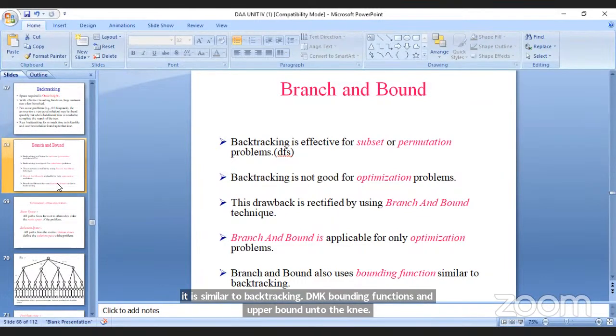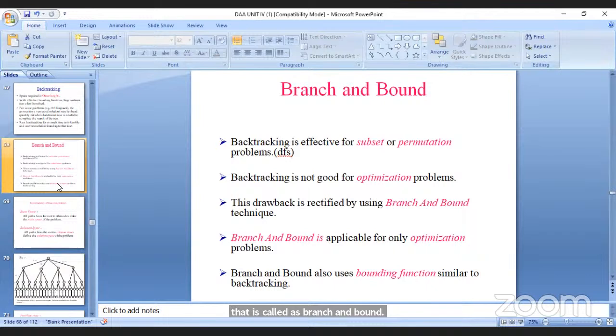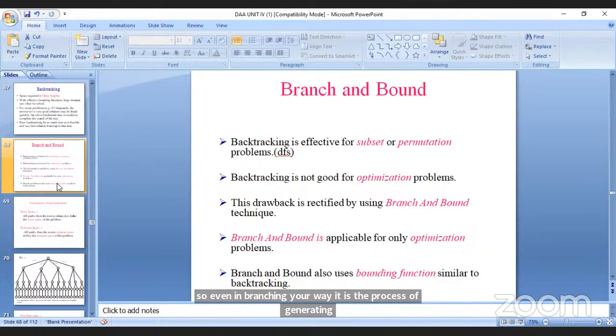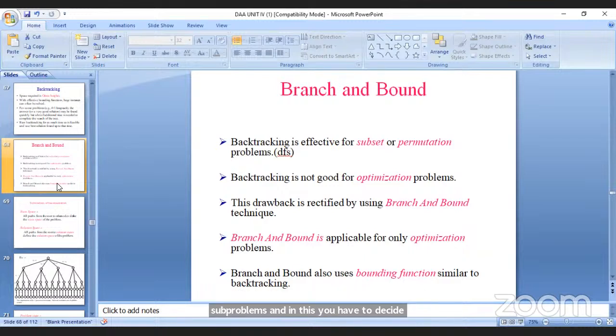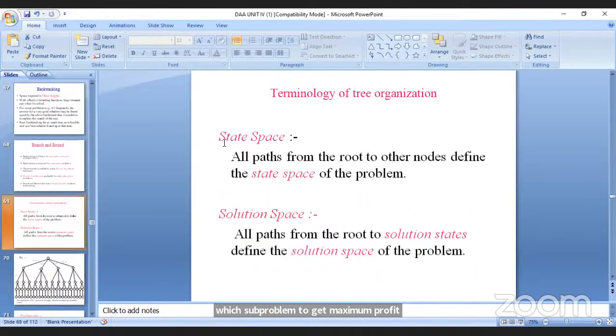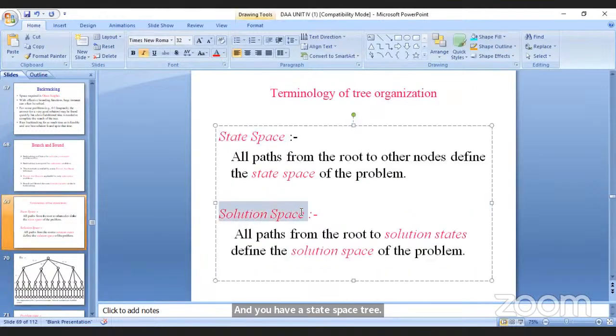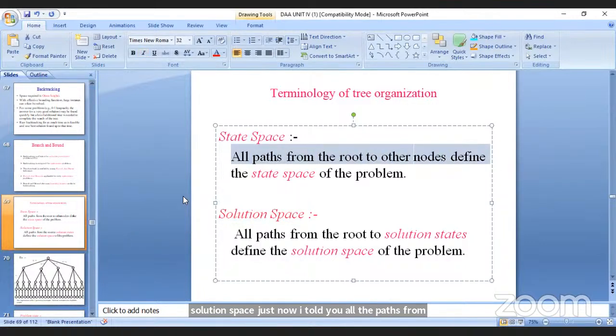Okay. So even in branching, it is the process of generating sub-problems, and in this you have to decide which sub-problem to pick to get maximum profit, and you have a state space tree. This is called the state space, the solution space. Just now I told you, all the paths from the root to other nodes define the state space.